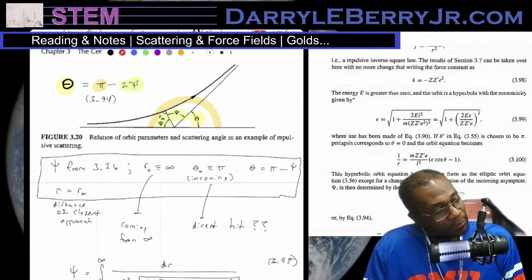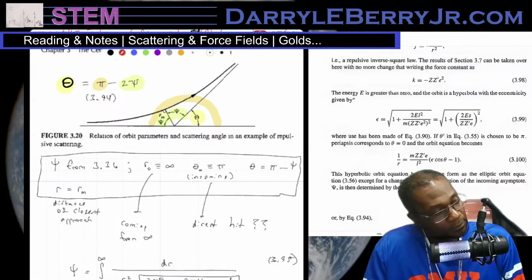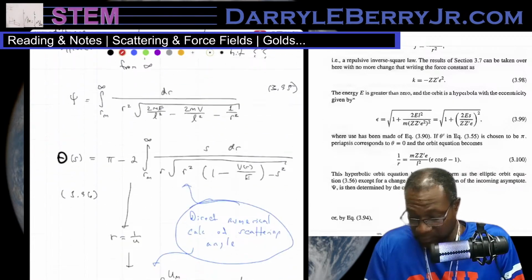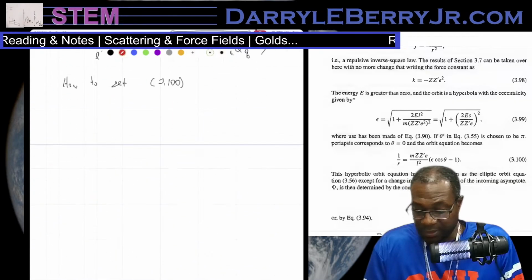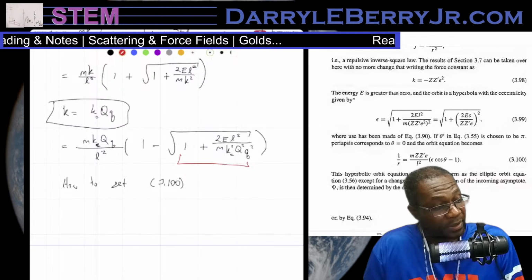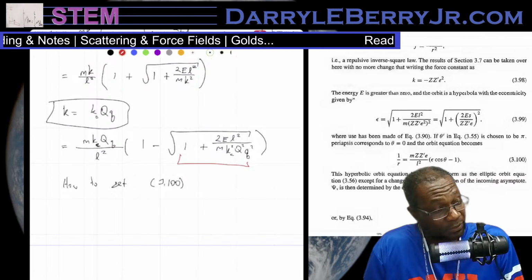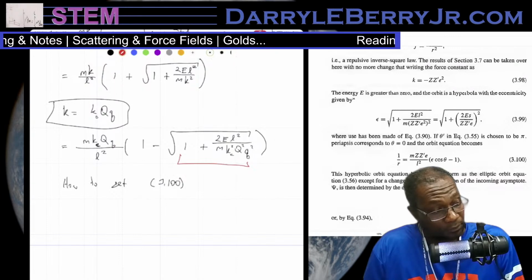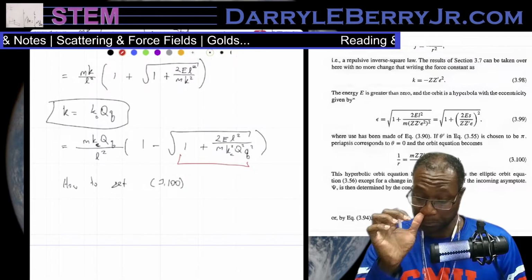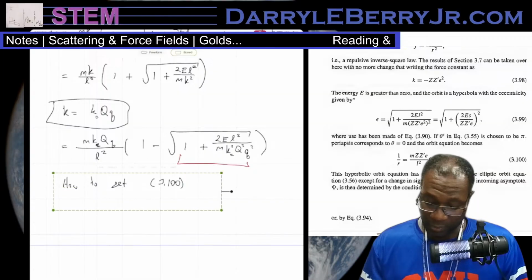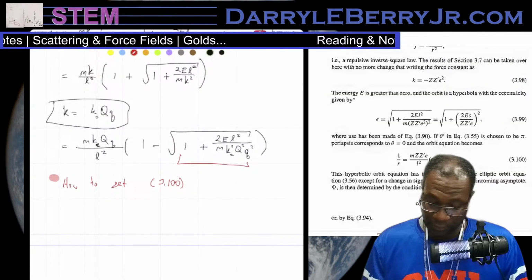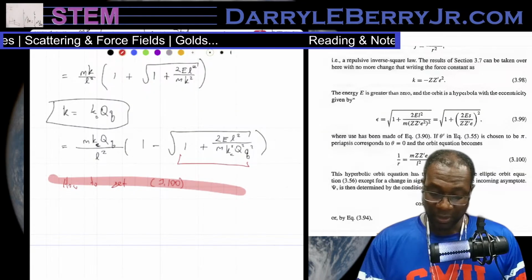So, looks like we're taking this and inserting epsilon and cosine. I can almost see it a little bit. This is my question, how to get 3.100.